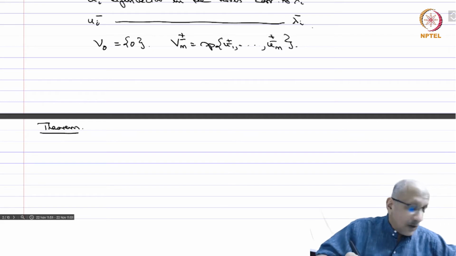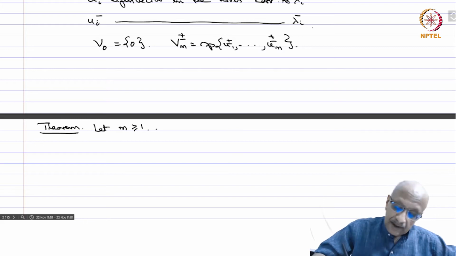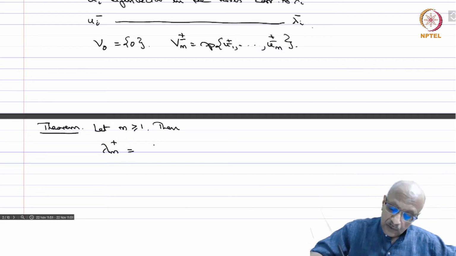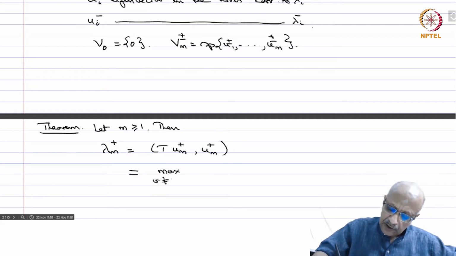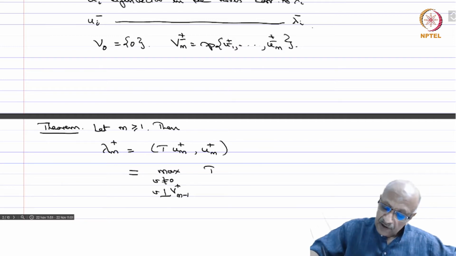Let m be greater than or equal to 1. Then lambda_m plus will be equal to T u_m plus, u_m plus. This is also equal to the max over all v not equal to 0, v orthogonal to V_{m-1} plus, of <Tv, v> by norm v squared.